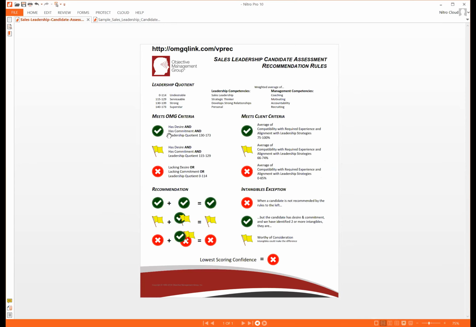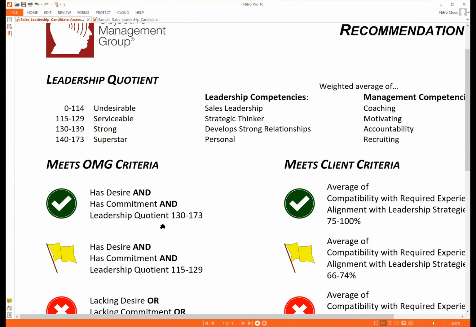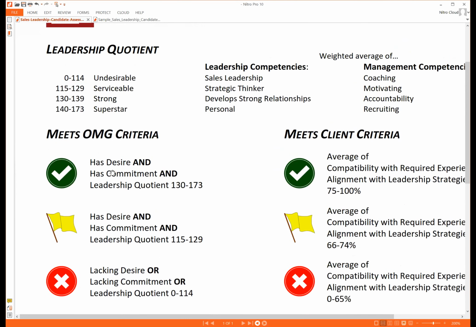In the OMG criteria, we're looking at three things. Do they have desire? Do they have commitment? And where is their sales leadership quotient, what range does that fall into? To meet the OMG criteria, a leader has to fall into the 130 to 173 range for sales leadership quotient. Sales leadership quotient is a weighted combination of the 8 sales leadership competencies.